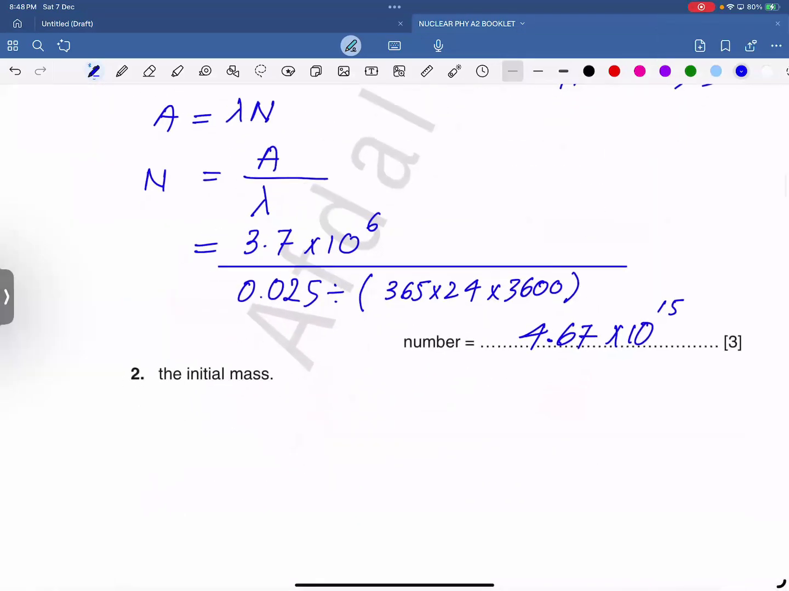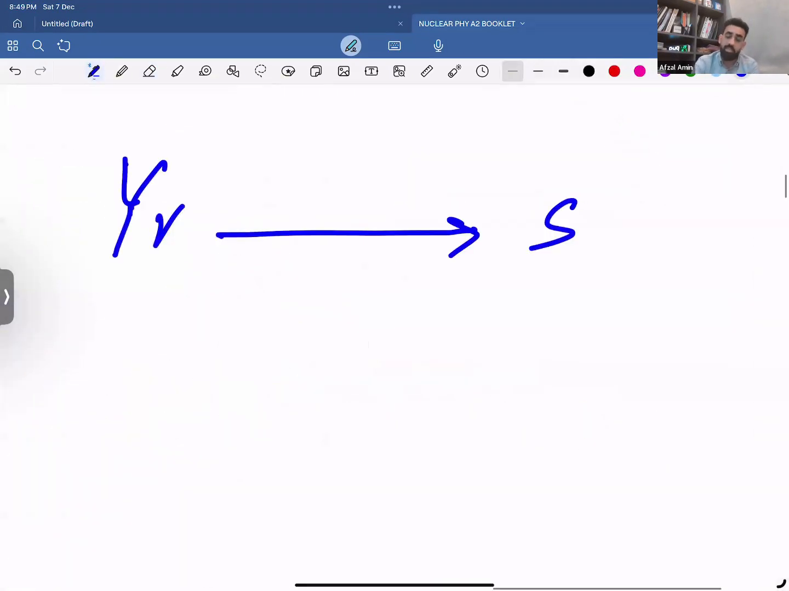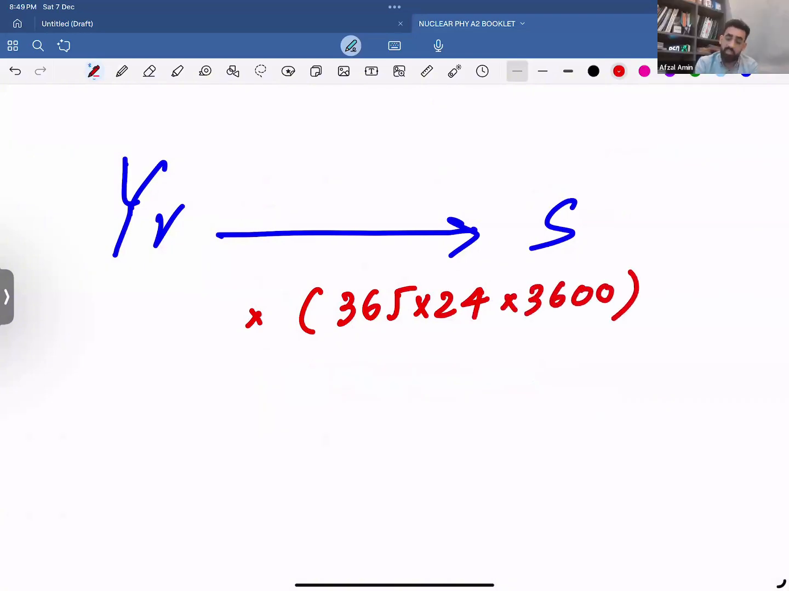Sir, could you explain the conversion thing again? From year to second per second? I will explain, my dear, but can you tell me how you use year to second? Yani, can you help me? First, you tell me, then I will tell you. 365 times what? 24, 365, then 24, then what? 3600. Very good. Excellent. So this is year to second.